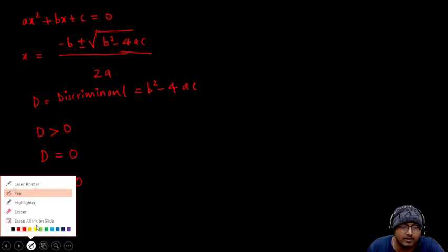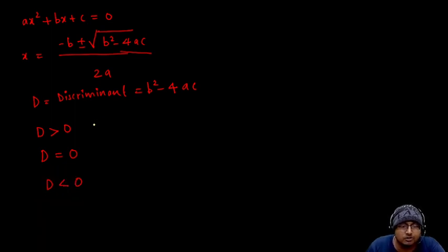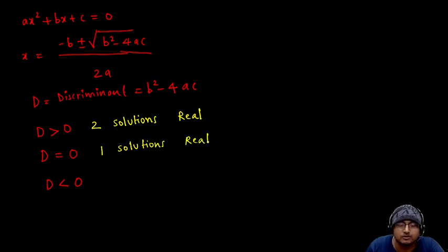So let's see what will happen. If d is greater than 0, we have two solutions. And how are the solutions? Real. If d equal to 0, then also we have only one solution. What are they? Real solutions only. If d is less than 0, we have two solutions. But how are they? Complex.